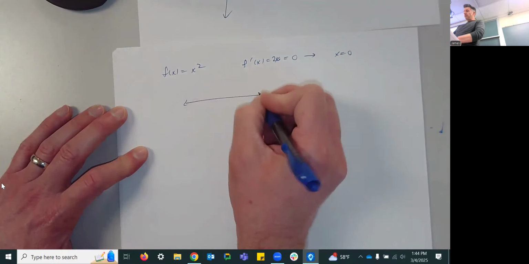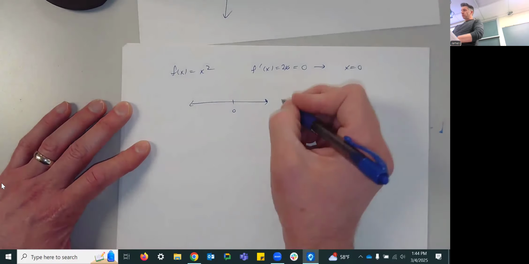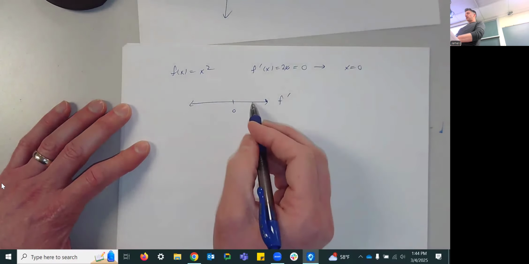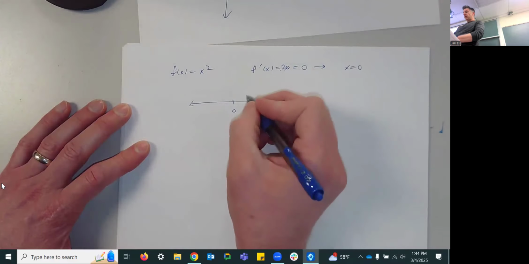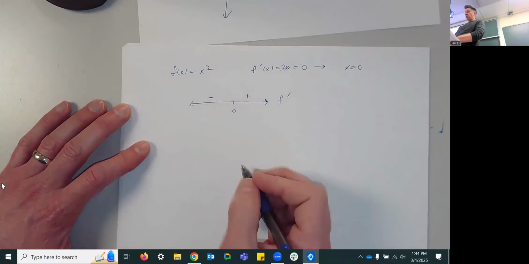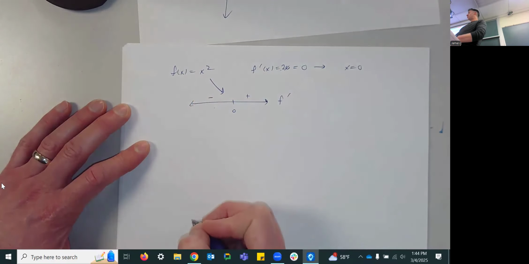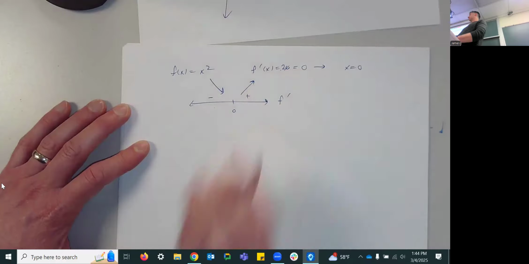Using the number line, putting your only critical value on there, looking at what your derivative is doing: if x is positive, 2 times a positive number is positive. If x is negative, 2 times a negative number is negative. So my function left of 0 is always decreasing, and right of 0 is always increasing.